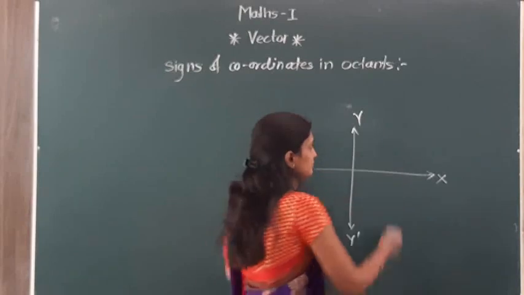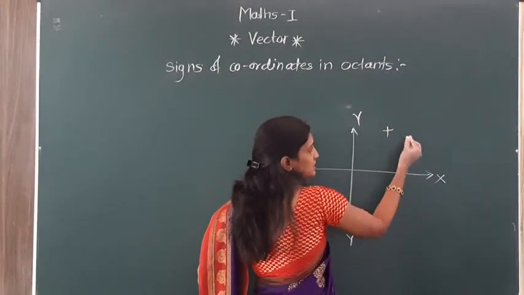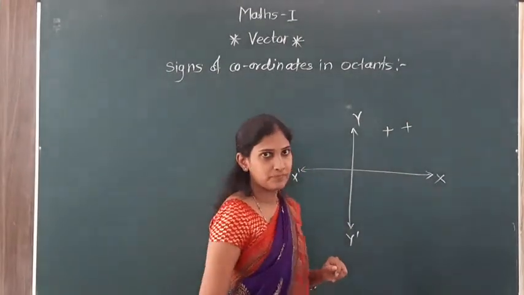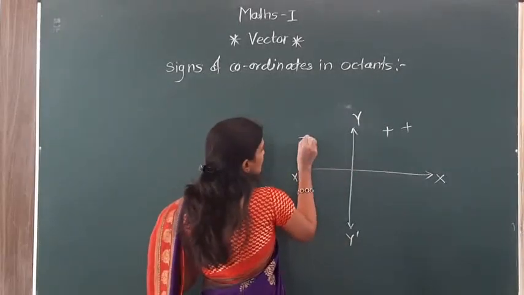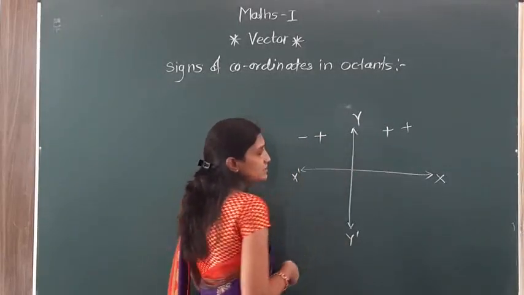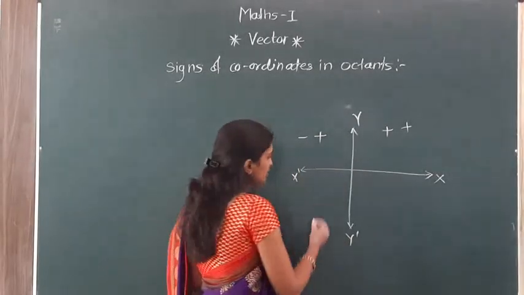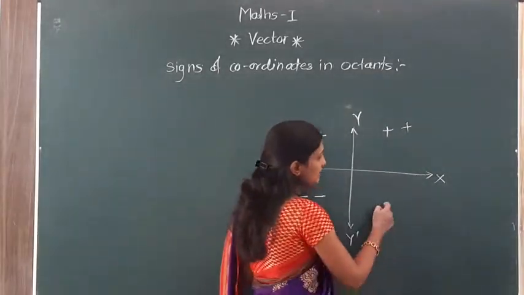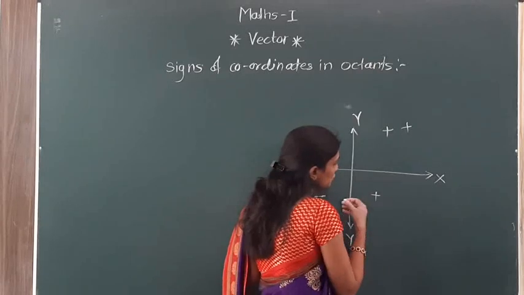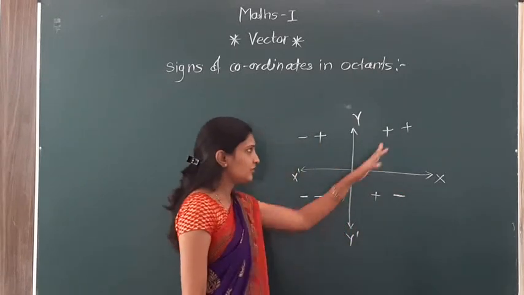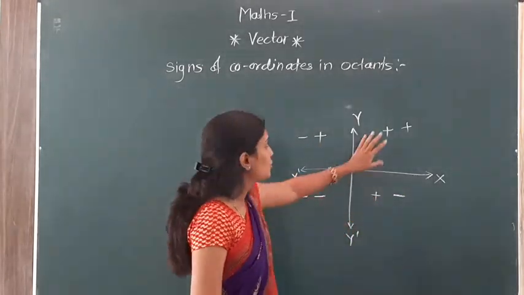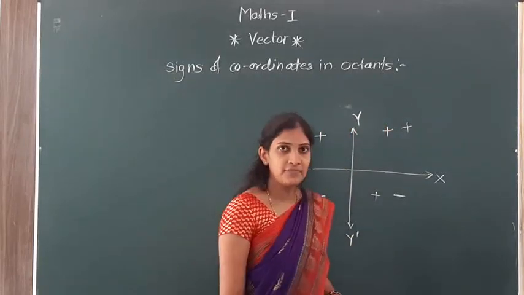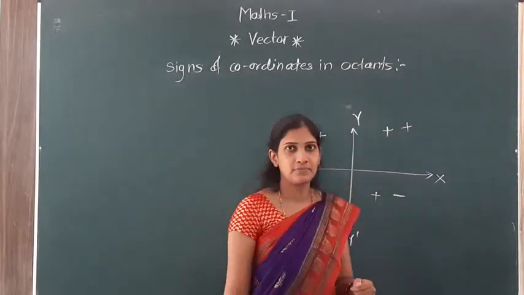Here the x coordinate is positive, y coordinate is positive. Here x is negative, y is positive. Here x is negative, y is negative. And here x is positive, y is negative. These are the signs in quadrants, and this is the two-dimensional system.